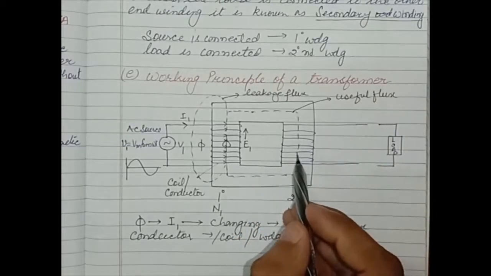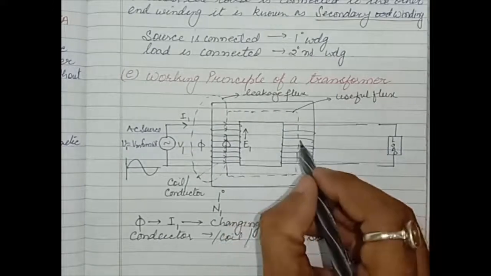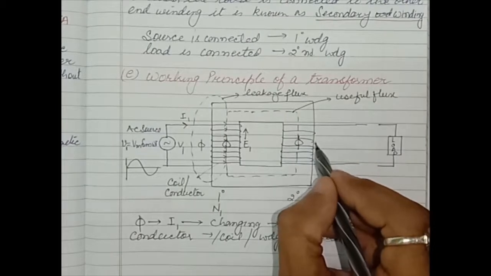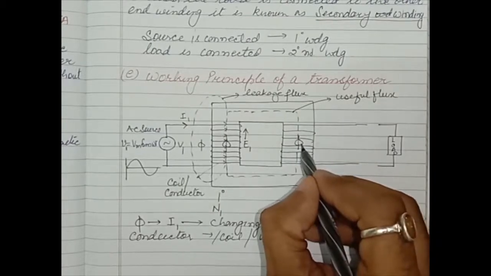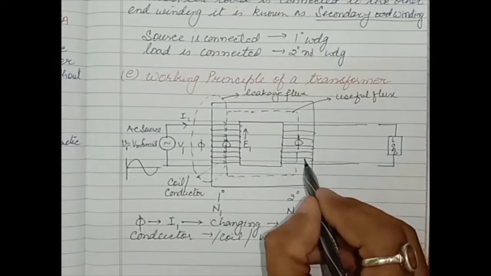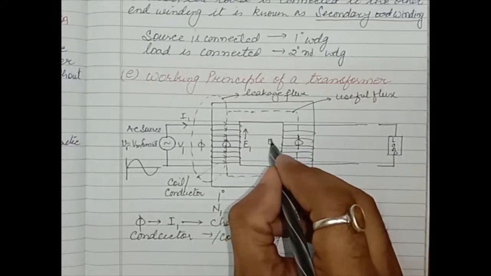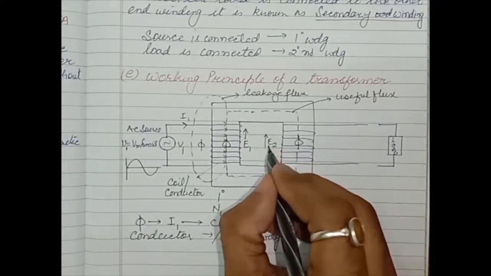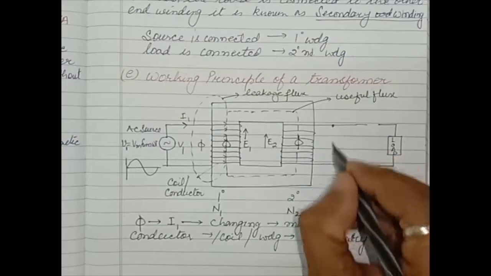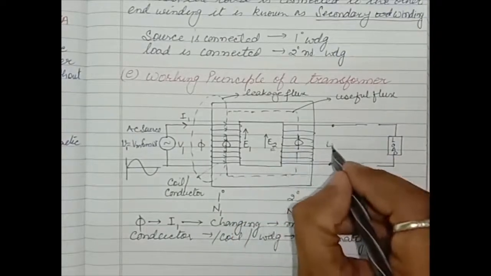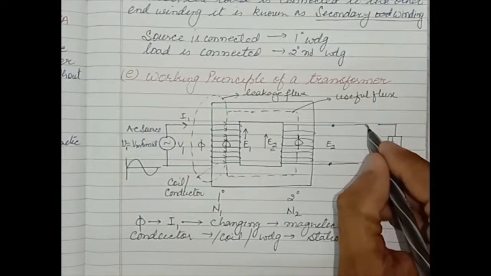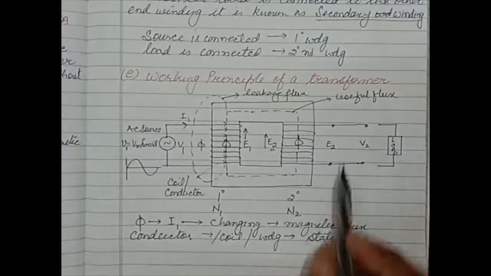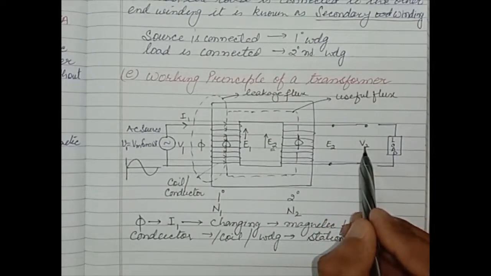Now on the secondary side, what will happen? This flux phi is linking with the secondary winding N2. Flux phi keeps on changing and the conductor is stationary, so there is production of induced EMF E2. At this terminal, E2 is equal to the terminal voltage V2 if no load is connected.